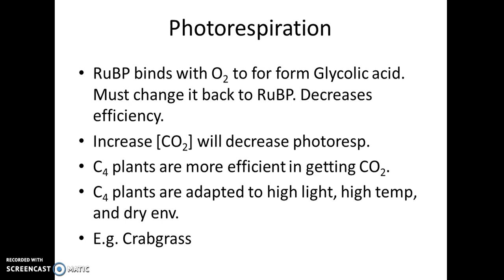So photorespiration, there's a big mess up here. RuBP binds with oxygen instead of carbon dioxide, forms glycolic acid. It has to be changed back to RuBP before it can go through and form glucose. And this just decreases the efficiency. So in hot environments, it is better to remove the CO2 right away and then decrease the concentration of CO2 so that increases the rate of diffusion. So crabgrass is a C4 plant. It is perfectly adapted to hot, dry environments, and they thrive in those environments because it's a C4 plant.